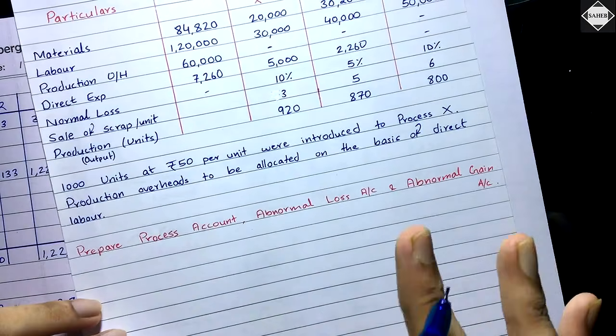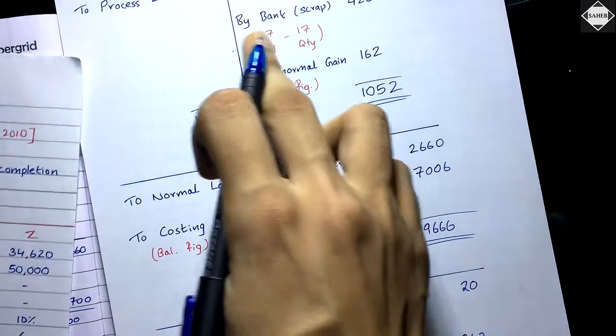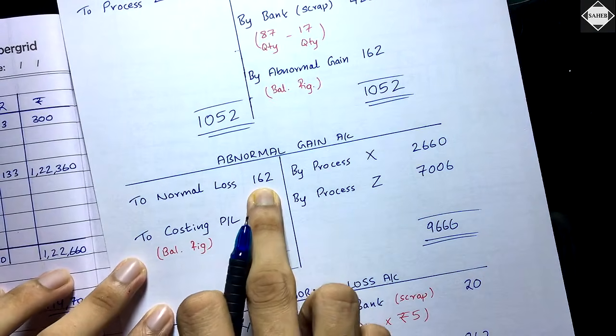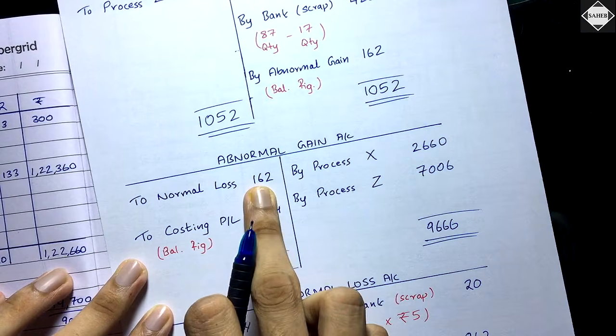Now in your question in this BCOM exam, the normal loss account was not asked. If it is not asked, then you will not prepare it here. You will not waste time preparing the normal loss account. Directly you can calculate this 162. How will you calculate this 162?